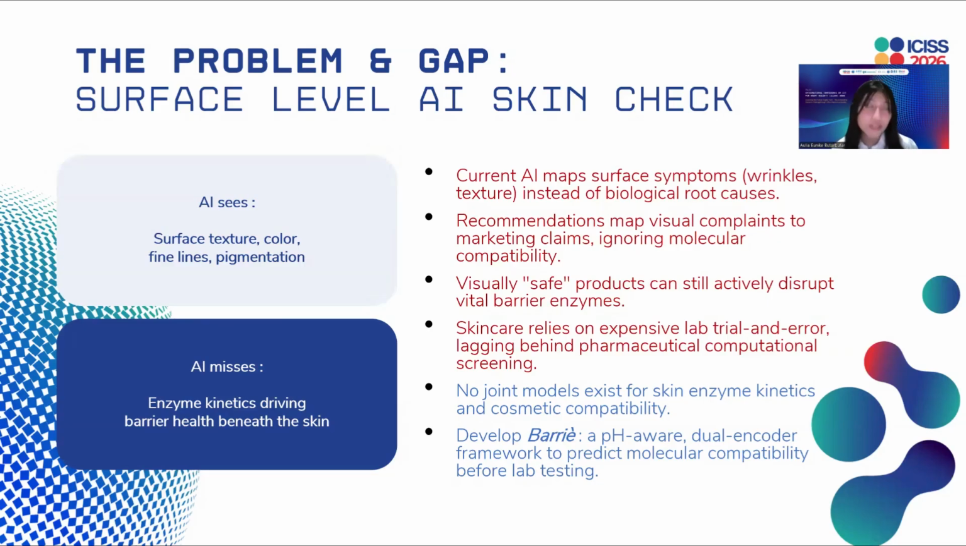The pharmaceutical industry solved a similar problem decades ago by using computational screening to predict interactions before anyone steps into the lab. However, cosmetic formulation still largely relies on costly trial and error. When we look at the current landscape, it's hard to find an existing framework that connects skin enzyme kinetics with cosmetic ingredient compatibility. That is the gap we are addressing today. With Barrier, we adapted a computational architecture built for general biology, and we fine-tuned it specifically for the skin, layering on pH awareness and strict dermatological constraints to predict how ingredients will actually behave on your skin barrier.